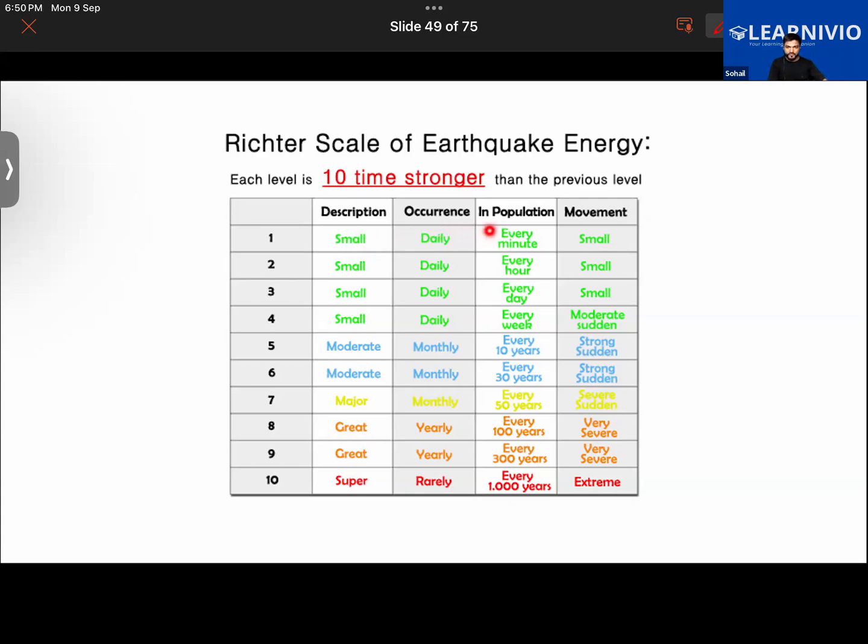Getting what I'm trying to say? The movement of the plate will be very small, so it will not be very destructive.